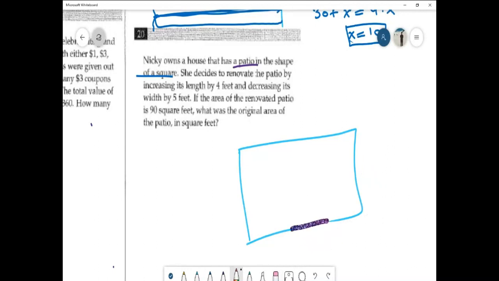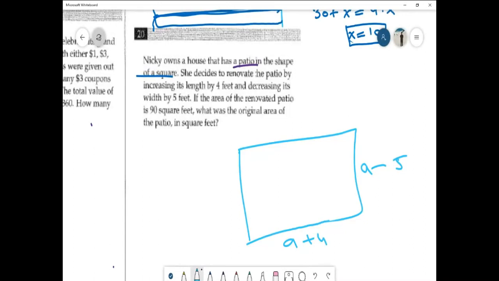So we have a garden like this. It's a rectangular shape of square. Sorry, it should be a square. So we have a square here. She decides to renovate the patio by increasing its length, the initial length, by 4, adding 4, and decreasing its width by 5. So this is width, and I am subtracting 5.